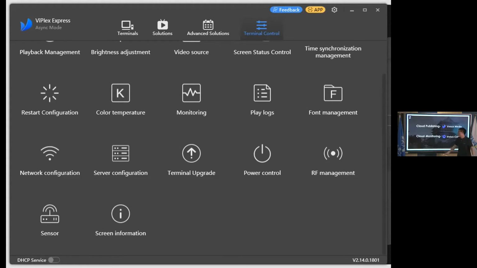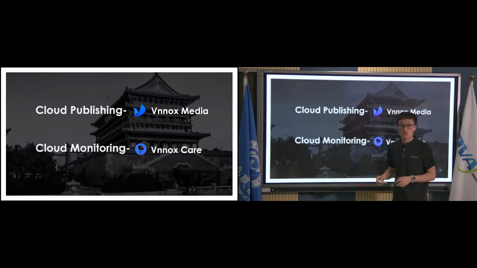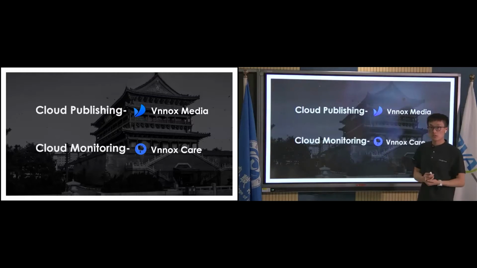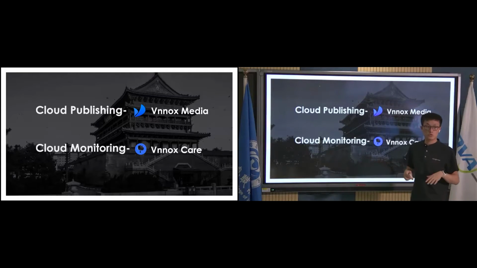In this part, I will introduce another solution. It can remote control and remote monitor. You don't need to connect to the Taurus box by Wi-Fi or Ethernet cable. In this way, with the Vnnox system you do not need to go on site to connect to the Taurus box. And how does it work? Let's see it.